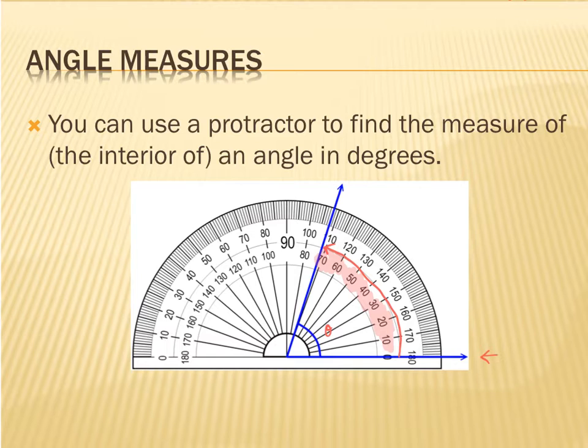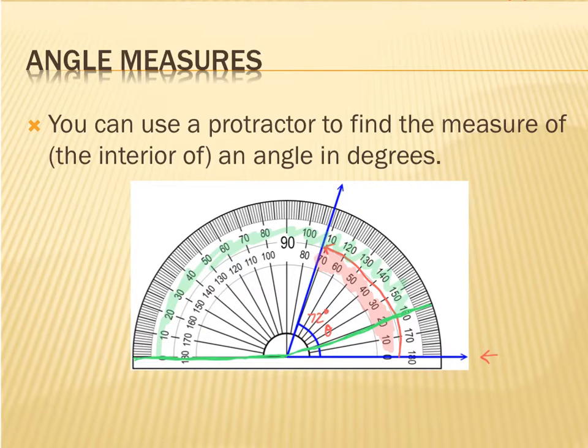So the measure of this angle would be about 72. This angle is 72 degrees. However, if you were to have an angle on the other side, and let's say it goes right there, this green angle, well, this is an obtuse angle, and you would measure it using these outer numbers.